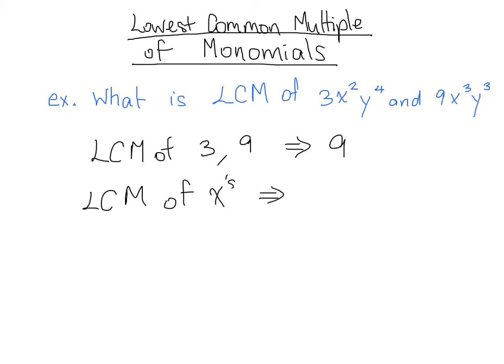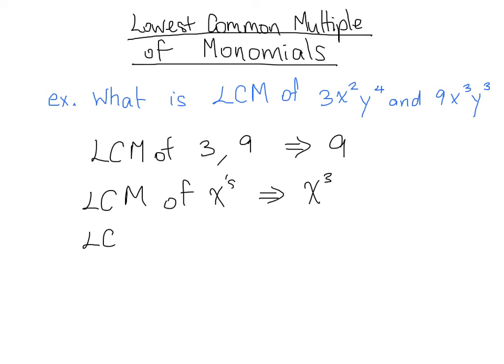So the lowest common multiple of the x's, you're going to look at how many x's occur the most. Just like we did before when we were looking at the prime factors. So what is the x's that occur the most? Well, we have here x squared, and we have here x to the third. So the x's that appear the most is the x to the third. So x to the third is the lowest common multiple of the x's.